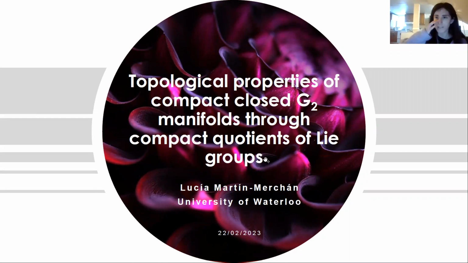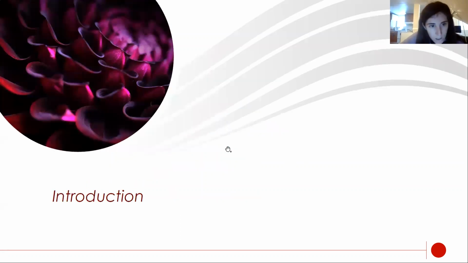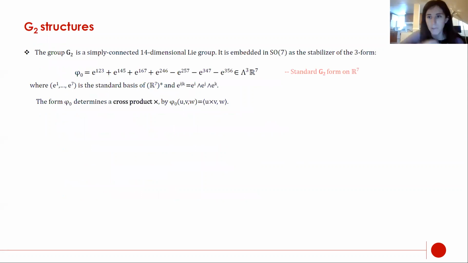So I'm going to structure my talk as follows. In the beginning, I will just explain basic things on G2 structures and on closed and torsion-free G2 structures, and I'll fix the notation for dealing with compact quotients of Lie groups. And then I will continue by presenting the results in the two problems that I will motivate during the first part. So let me begin by defining a G2 structure.